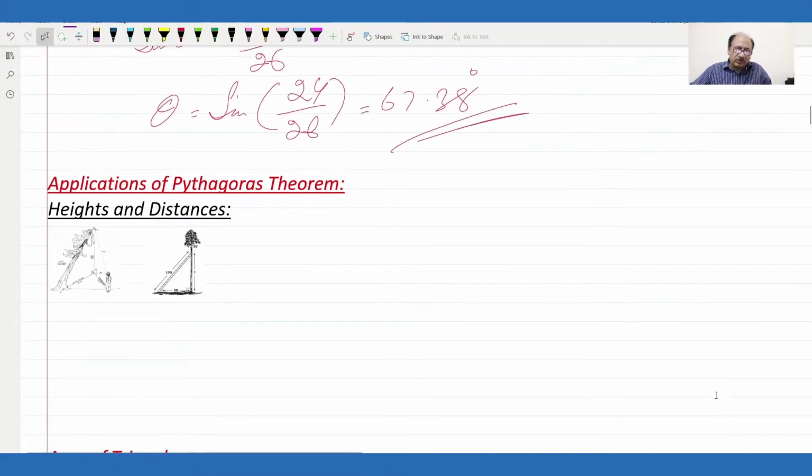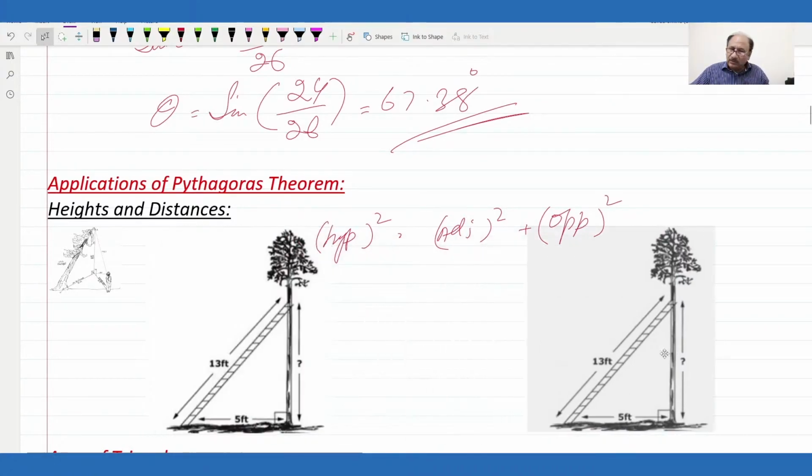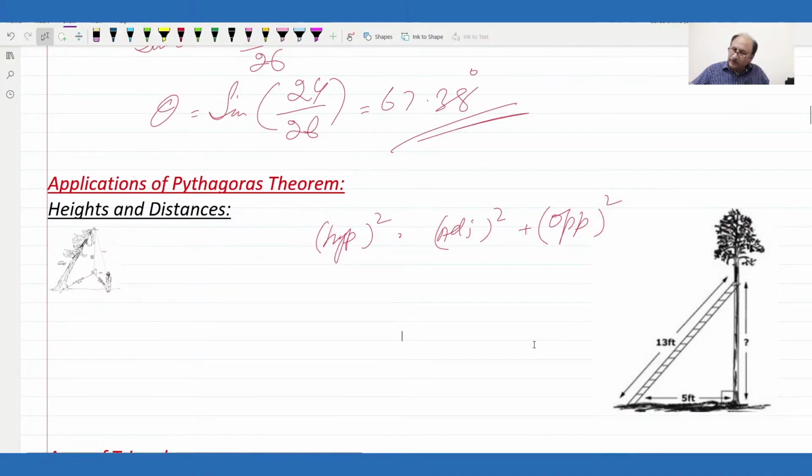We just discussed Pythagoras theorem: hypotenuse squared is equal to base squared or adjacent squared plus opposite squared. But keep in mind, we can use Pythagoras theorem for simple triangles, like this one. This is a tree whose height we need to find, and the staircase attached is 13 feet, and this distance is 5 feet. So we can use Pythagoras theorem for this.